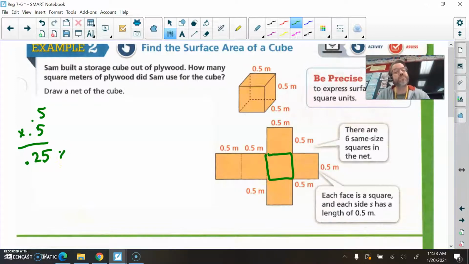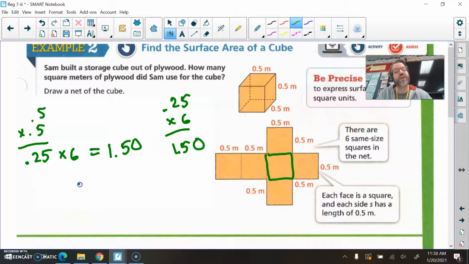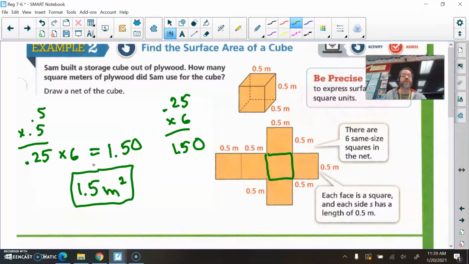So now if you multiply this by 6, it'll give you the entire surface area of this plywood cube that Sam built. Okay, so 0.25 times 6, let me show my work here. You can use a calculator, but 25 times 6 is 150, and then you move your decimal point in 2 spaces. You get 1.50. Now I don't have to show the 0 at the end, so I'm just going to write 1.5 square meters. That's the total surface area of that cube.